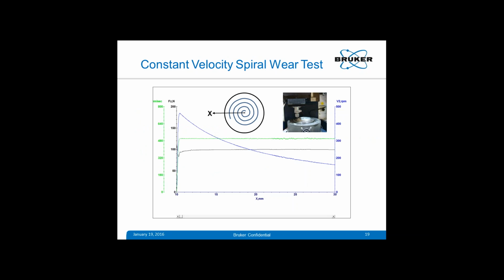UMT TriboLab has a special feature. Since we can independently control the speed of the specimen or lower drive and the speed of moving along the X direction, which is mostly done by the slider, we can control the linear velocity of sliding. This is a very unique feature, and it is very useful to study wear of any materials at constant linear velocity, because wear mostly depends on the linear velocity.